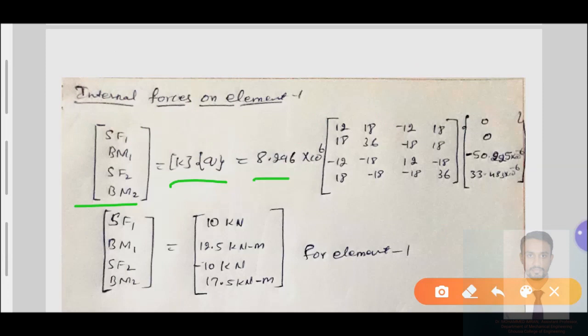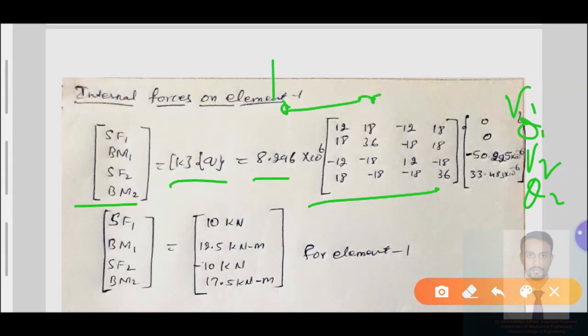8.296 into 10 to the power of 6. This stiffness matrix we have copied. We have found this is V1, theta 1, V2, theta 2. The V3, theta 3 comes in element number 2. But element number 1 will start from node number 1 and end at node number 2.